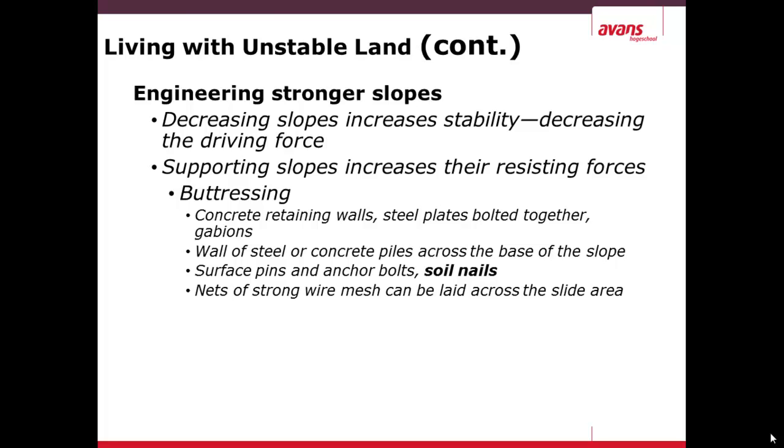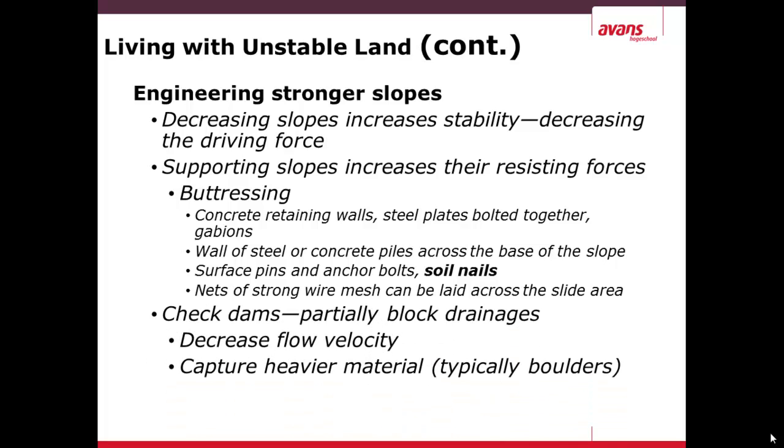And another way is using nets of strong wire mesh. This will help hold small loose material in much the same way that grass or trees would do. You can also do check dams. A check dam is a kind of dam, but on land, that you can build along a slope. It partially blocks the drainages, so it decreases the flow velocity. And also it acts as capturing the heavier materials, such as boulders, so that they don't fall as far.